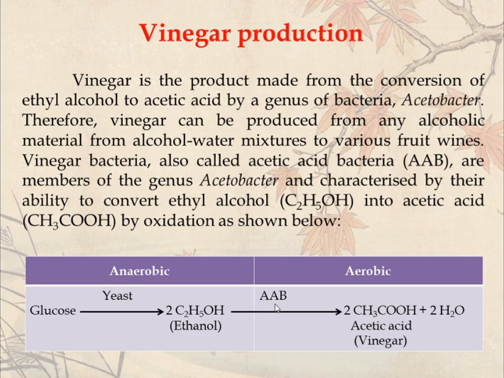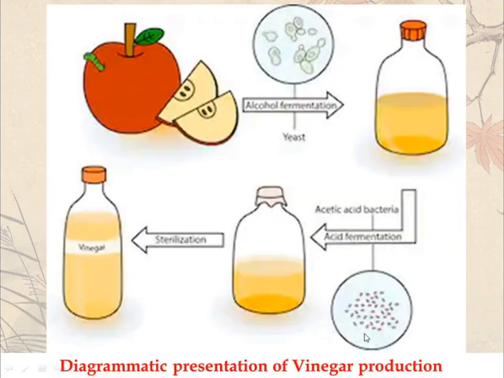The acetic acid bacteria belong to the genus Acetobacter. Why do we use this bacteria? Because this bacteria has the ability to convert ethyl alcohol into acetic acid. So this is the diagrammatic presentation of the vinegar production.